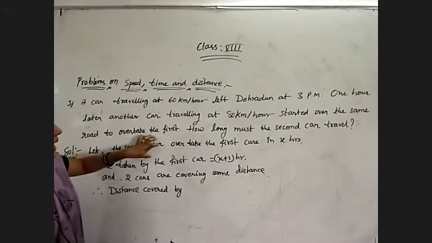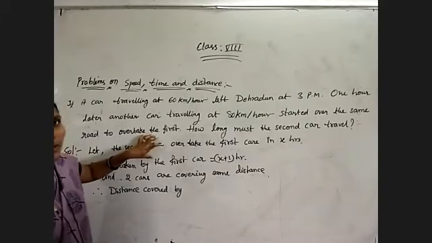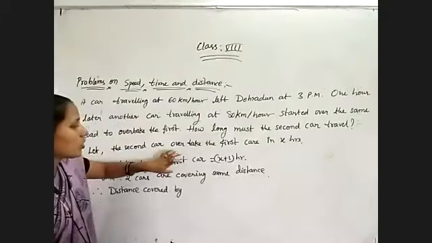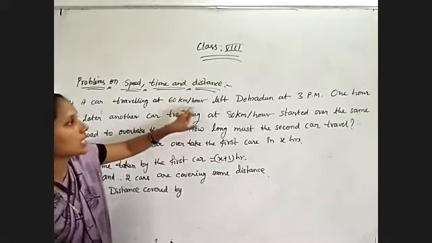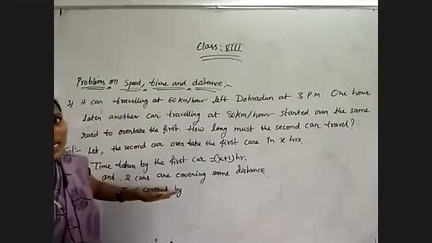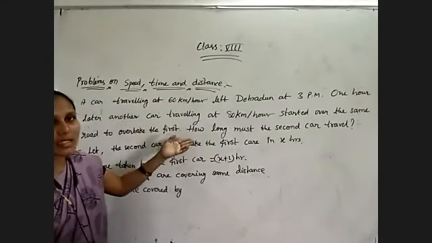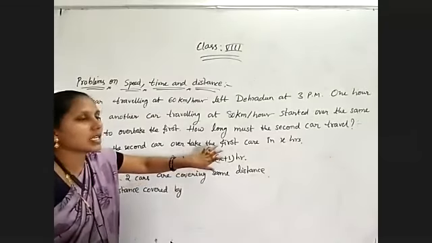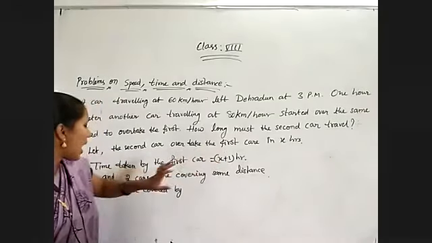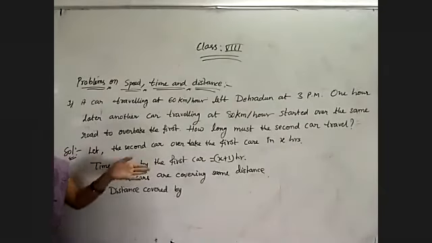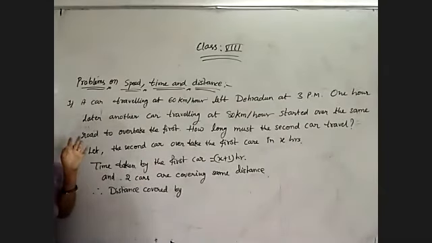First of all, take x hours as the time needed for the second car to overtake the first car. They already mentioned that the first car started at 3 p.m. and the second car started 1 hour later. That means 1 hour extra time is taken by the first car. So the time taken by the first car is x plus 1 hour. And two cars are covering the same distance. Yes or no? Both are going on the same road and both are covering the same distance.